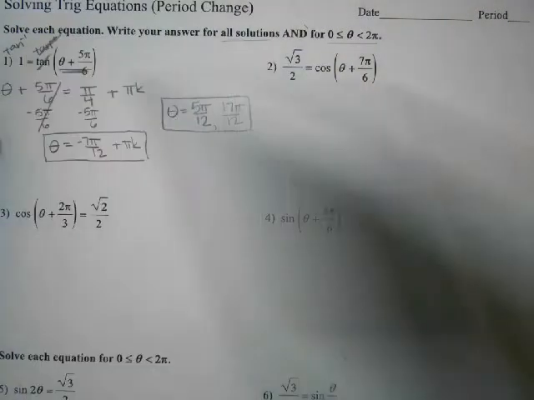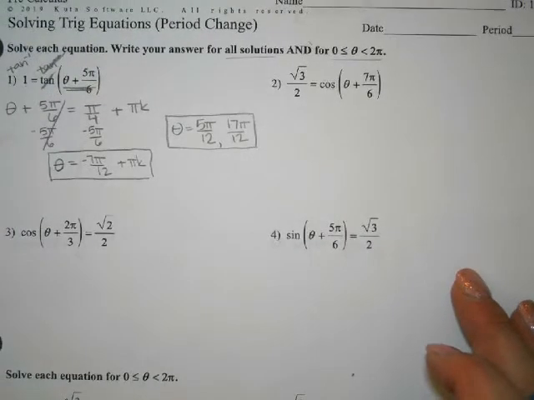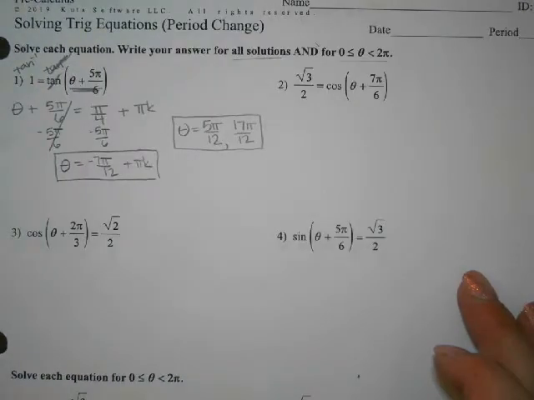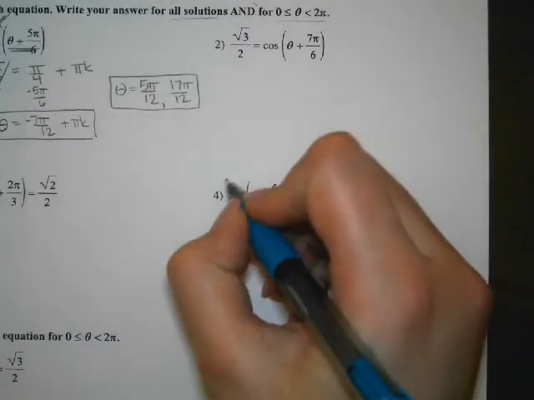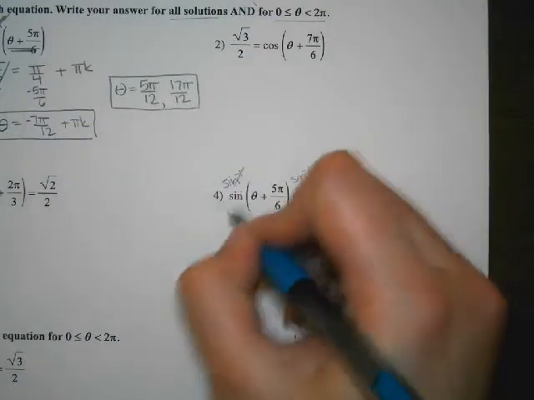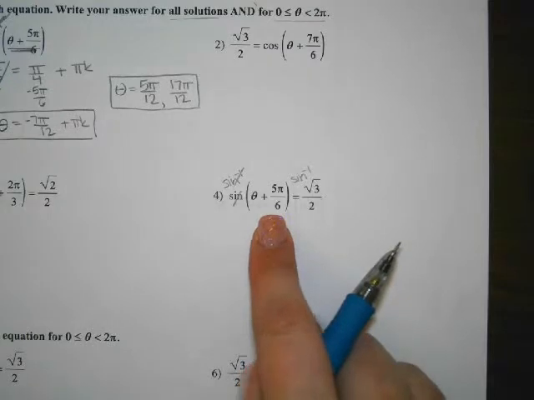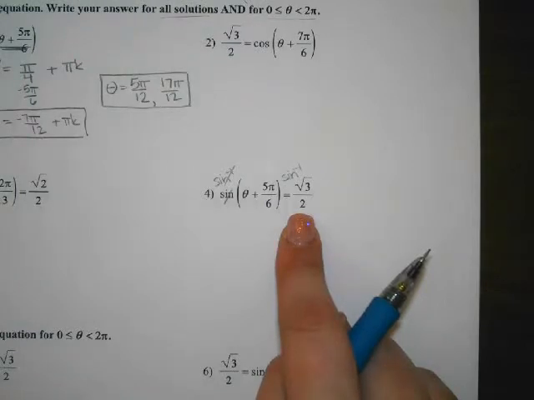Okay. For the other three problems, which one would you guys like to do as a class? 2, 3, or 4? 4? Okay. So for this one, we have to do sine inverse. And since we're doing sine inverse, that means we're going to look at our unit circle. And we're going to find on our unit circle where the y-coordinate is positive root 3 over 2.